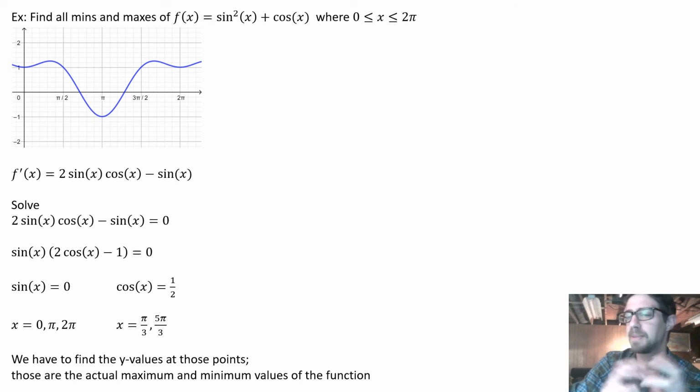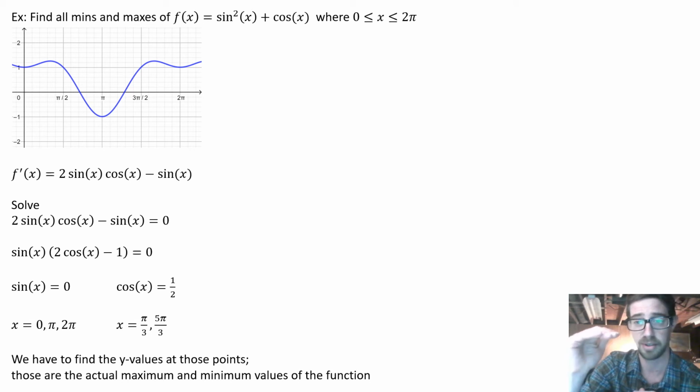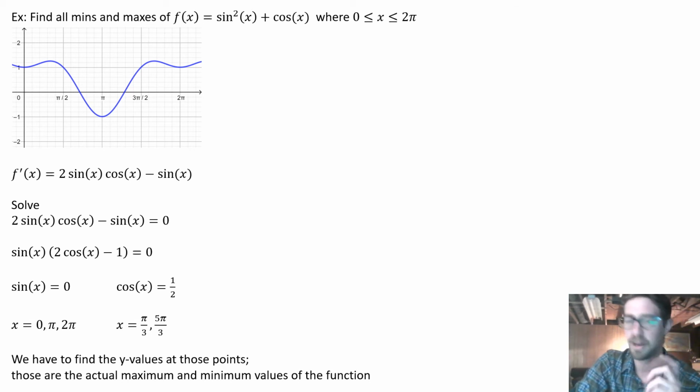So if you think about optimization in real life, if you found like the sweet spot where your company makes the most profits, you would not only want to know that sweet spot, but you would want to know what that maximum profit is, right? That's the important part. So we want to find both the x value and the y value. Just don't forget that, because it is just plugging stuff in, but don't forget it.